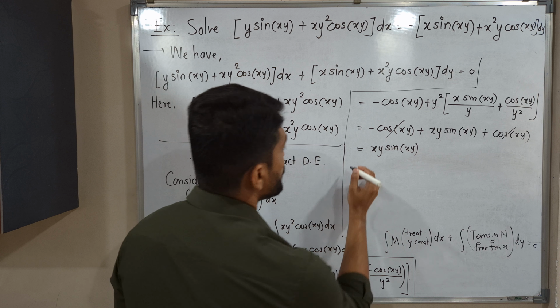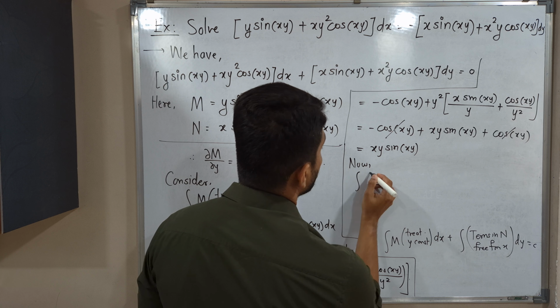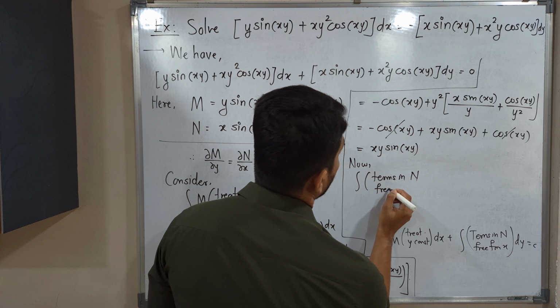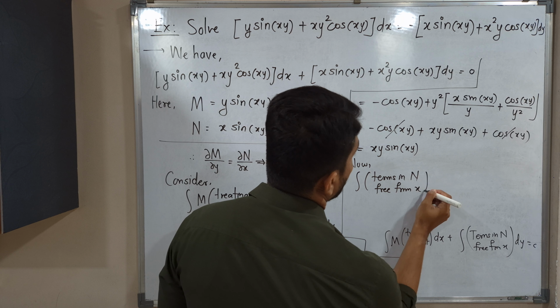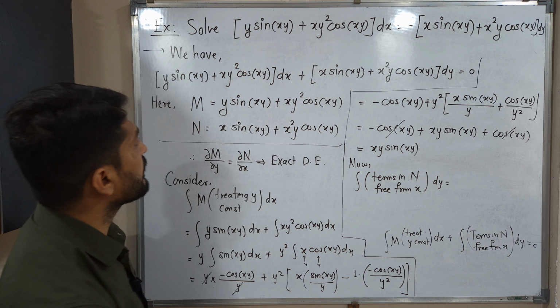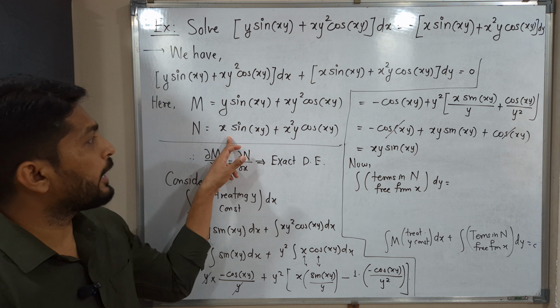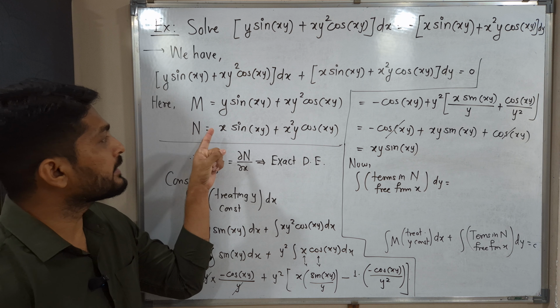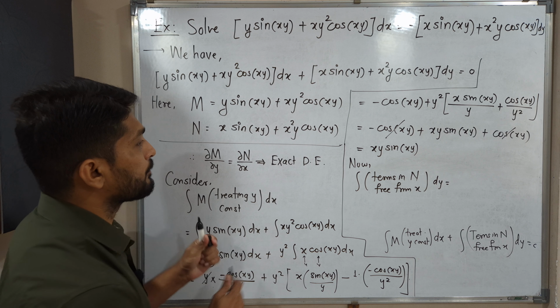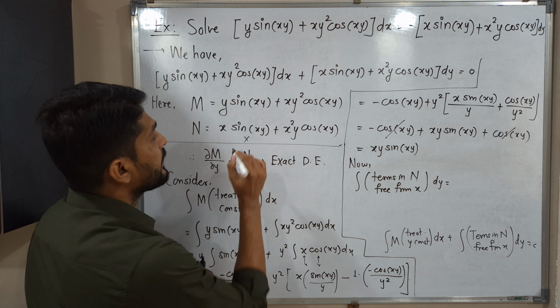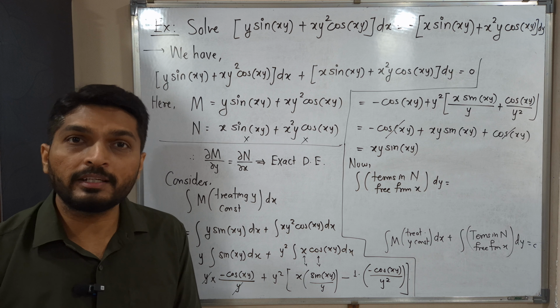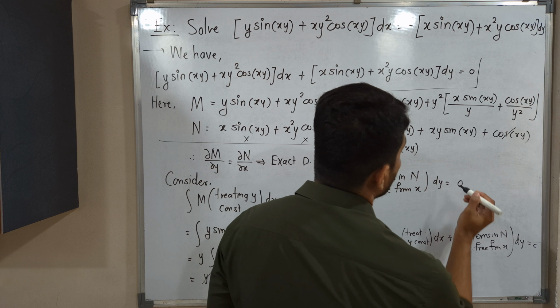Let us go for the second integration now. What is the second integration? Integration of the terms in N free from x dy. Terms in N. Where is my N? This is my N. How many terms are there? Two terms: first term, second term. There is an x, so you cannot take the first term. What we want is free from x. There should not be any x. In the first term we have x, we cannot take it. In the second term also we have x, we cannot take it. That means we cannot take any term of N. So that's why the value of the integration is 0.